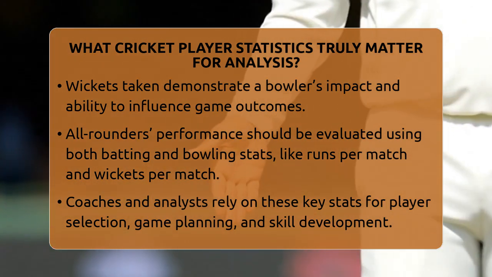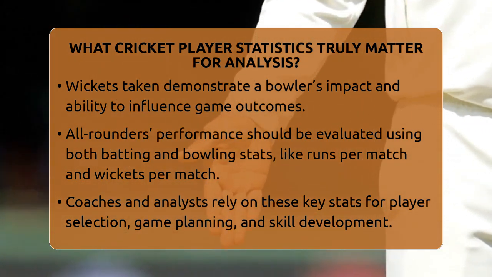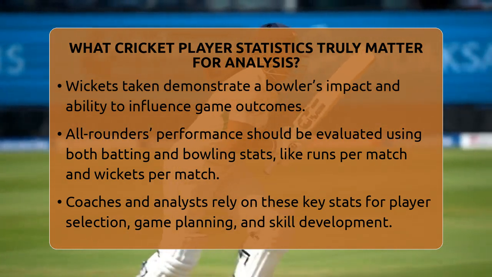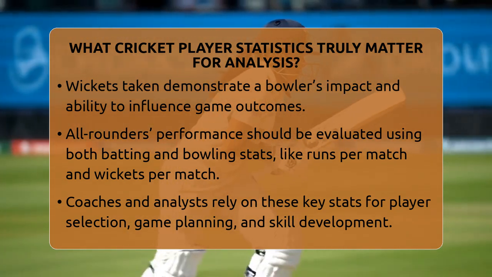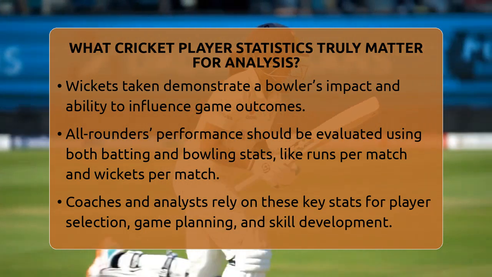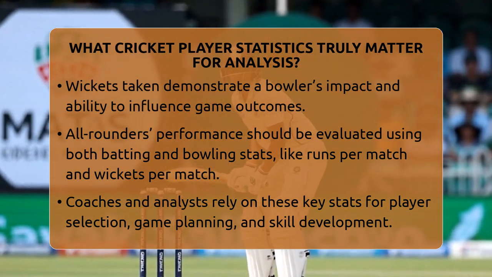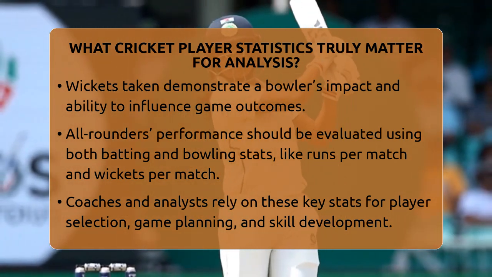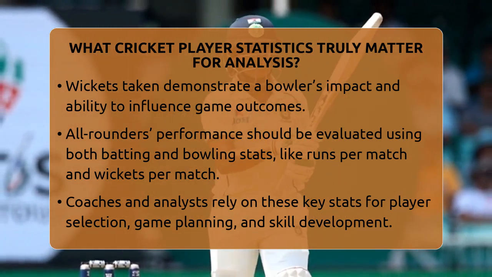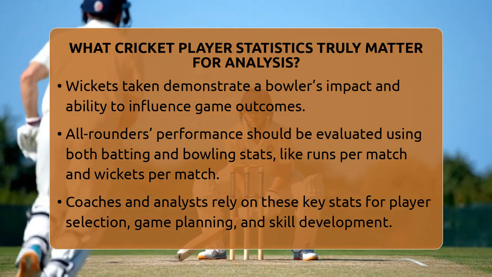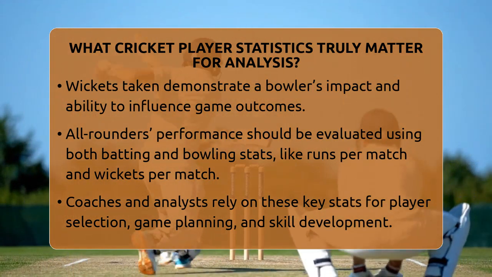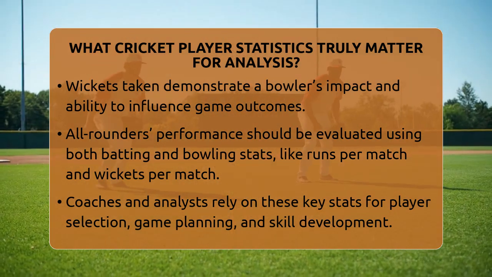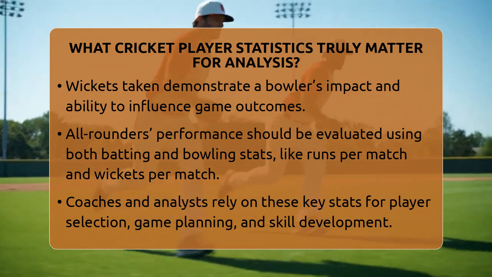All-rounders are players who contribute both with bat and ball. For them, it's important to look at both batting and bowling stats. Additional metrics like runs per match and wickets per match help see their overall influence on the game. Coaches and analysts use these stats to pick players, plan strategies, and develop skills. For example, a team might choose a batsman with a high strike rate for a T20 game or a bowler with a low economy rate for a crucial one-day international.